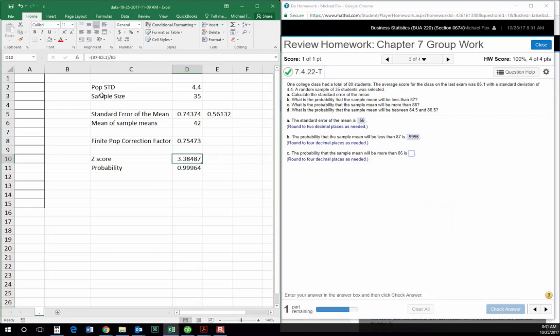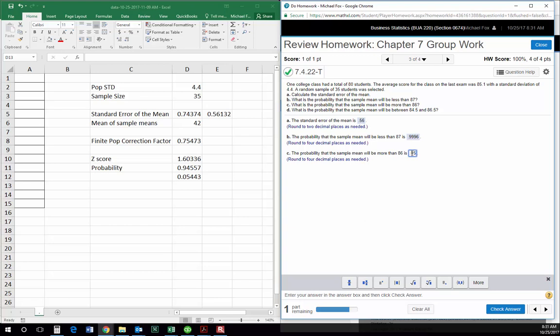All right, now find the probability that the sample mean is more than 86. So again, we can go back to our z-score. We'll replace 87 with 86. That gives us the z-score for 86. Here's our probability for 86 or less, right? And then here we're going to have to do 1 minus that probability. That'll give us the probability that it's more than 86, which is 0.0544.